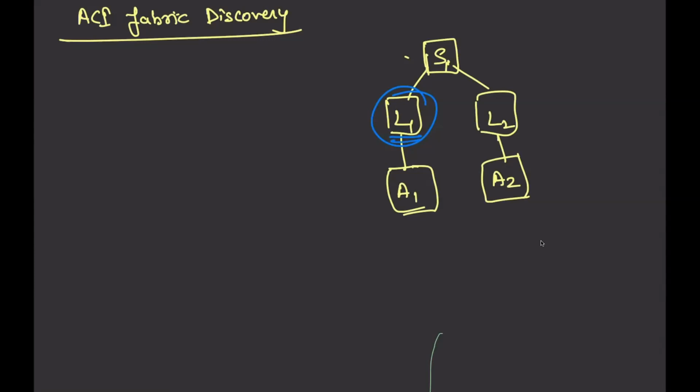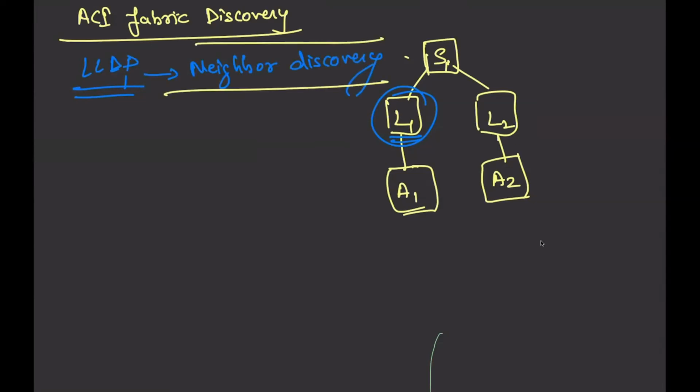As soon as we give the details, your LLDP packets are going to start exchanging, which is used for neighbor discovery. So your LLDP packets do the neighbor discovery for you. This is the first thing that happens. After this, your leaf is going to get an IP address, which is known as the TEP IP. TEP is the tunnel endpoint IP. Do not worry about it as of now.